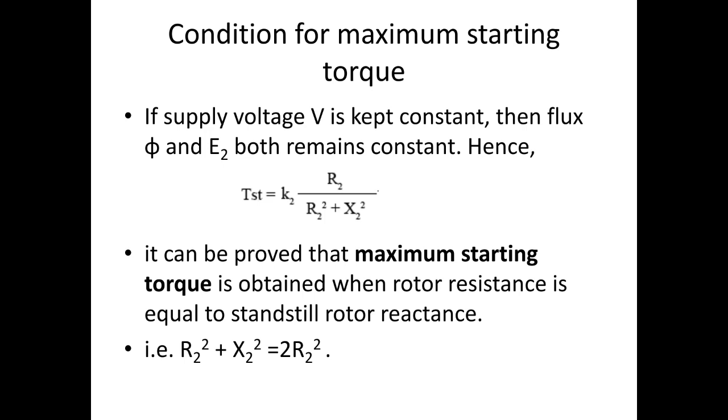When will my torque be at maximum? If supply voltage V is constant, then flux φ and E2 both remain constant. So K2 is T star, the torque at standstill: K2 equals R2 by R2² plus X2². It can be proved that maximum starting torque is obtained when rotor resistance is equal to standstill rotor reactance. Your rotor reactance and rotor resistance should be equal. If they are equal, you will get maximum torque.